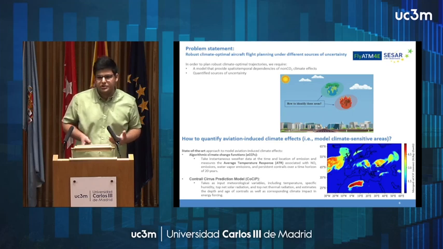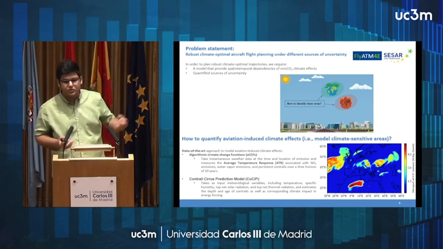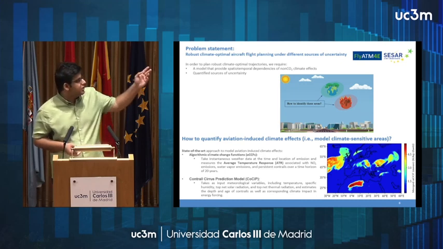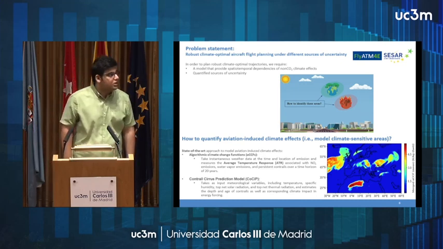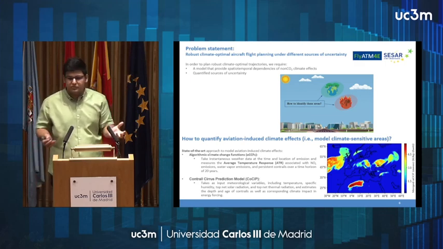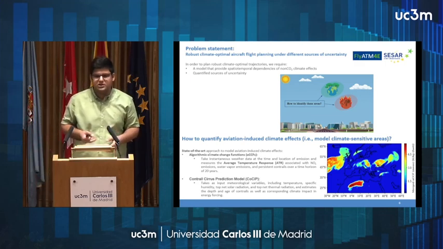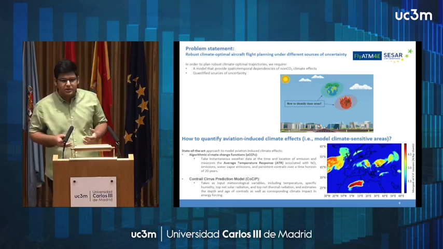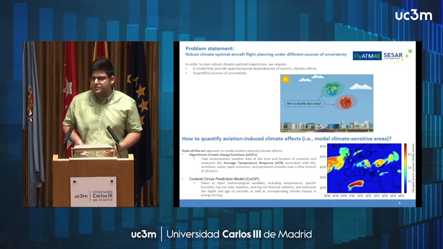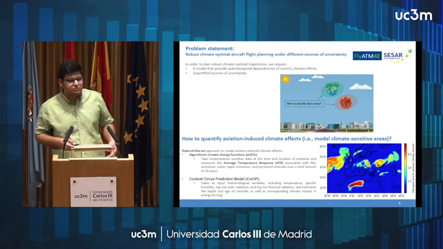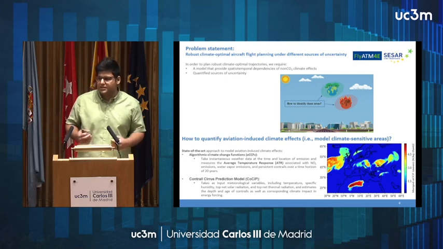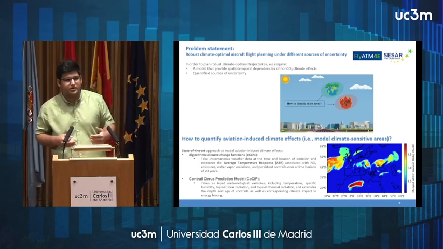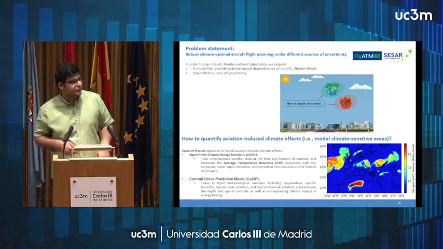To generate efficient flight plans, we need to first identify climate-sensitive areas. There are two state-of-the-art approaches in the literature. One of them is the algorithmic climate change function, which takes as input specific meteorological variables such as temperature and geopotential, and estimates the climate effects in terms of average temperature response for a specific species such as contrails, NOx emission, water vapor emission. And the other one is called CoCiP, which also takes as input specific meteorological variables, but here we only estimate the climate impact for contrails in terms of energy forcing.